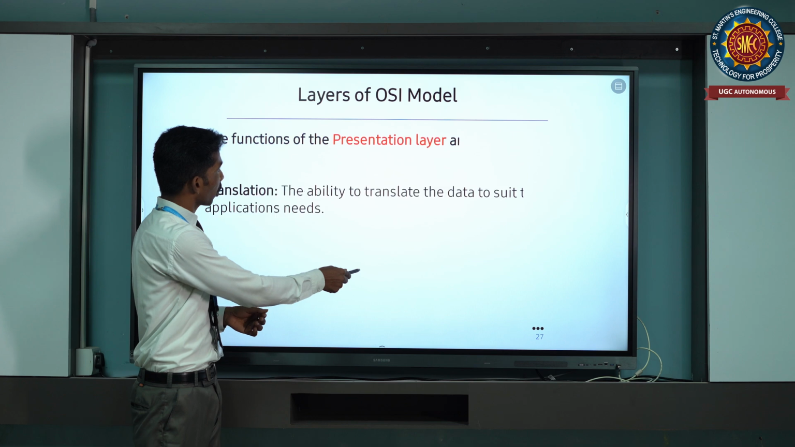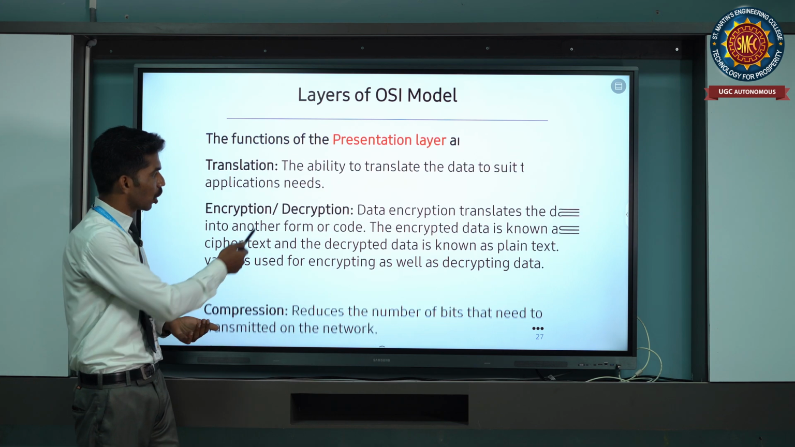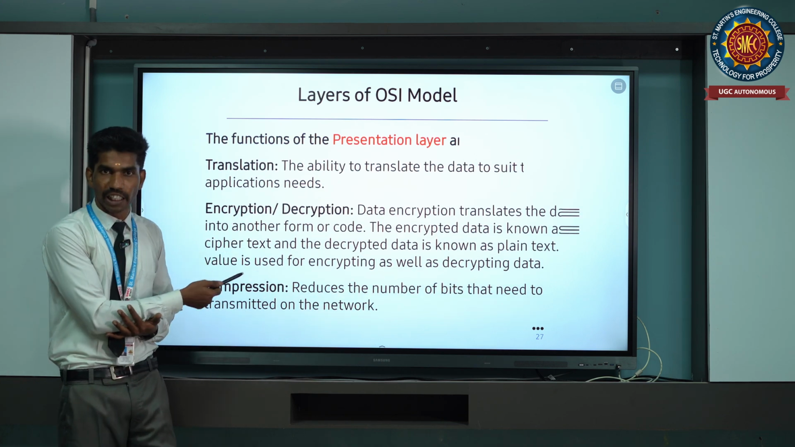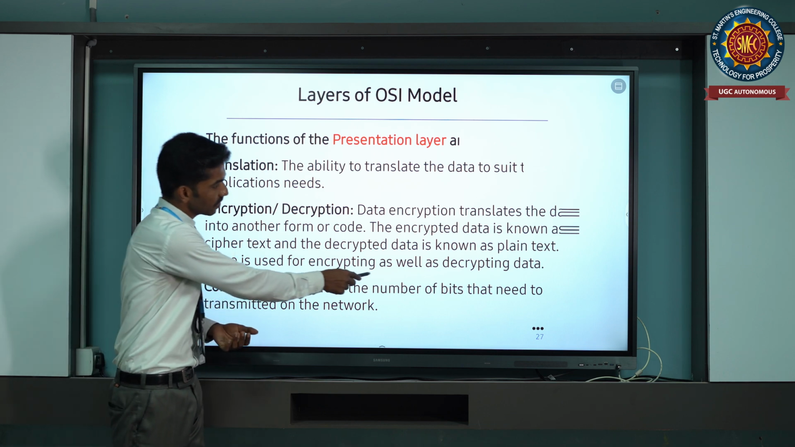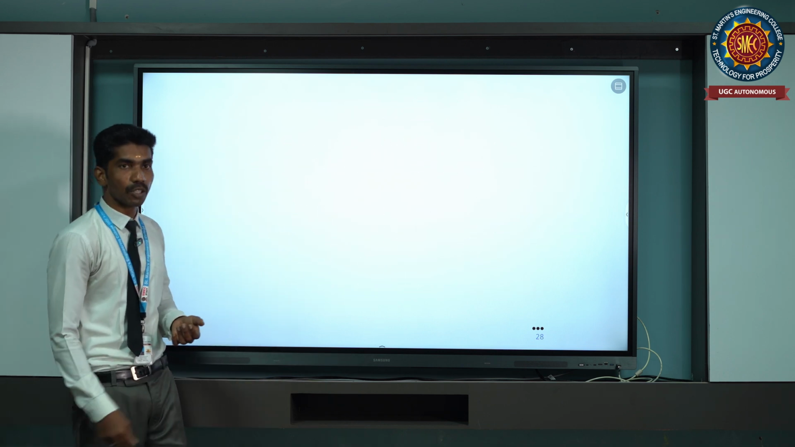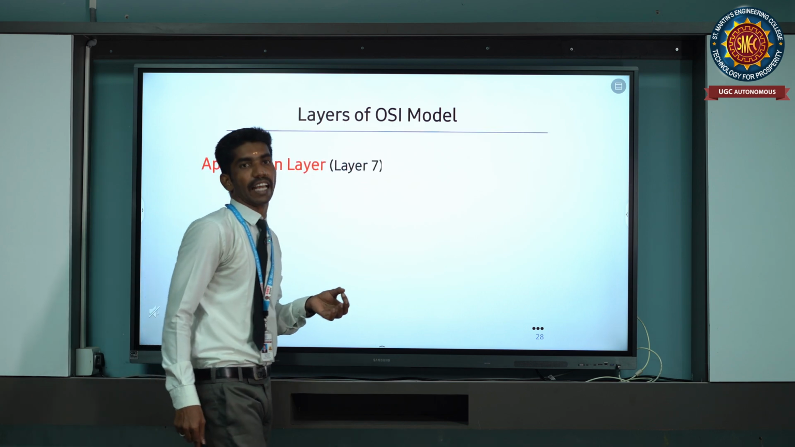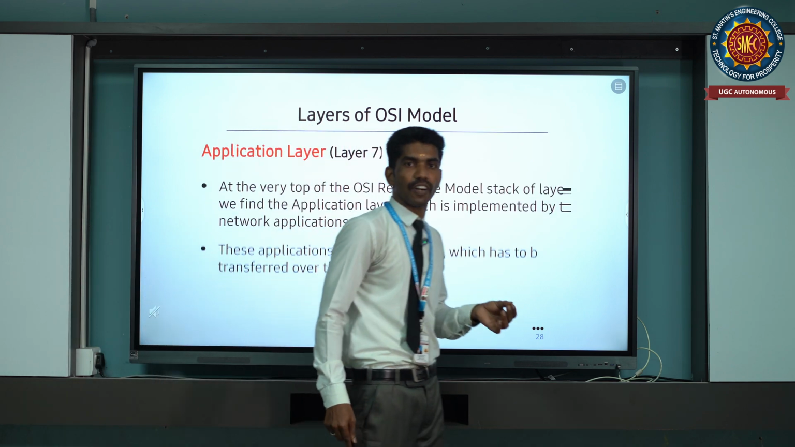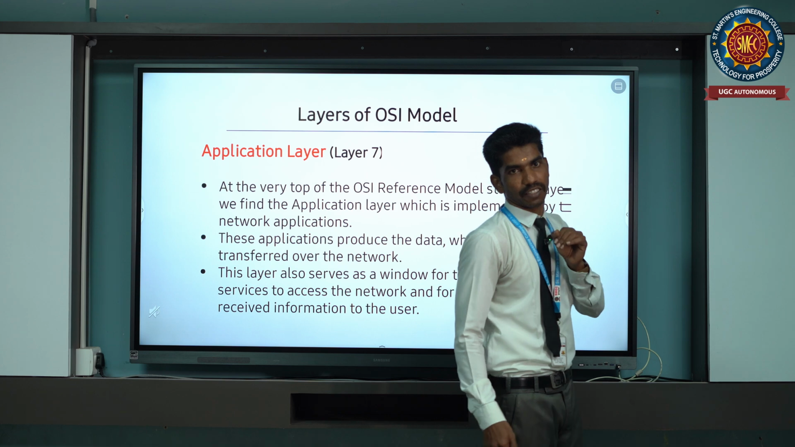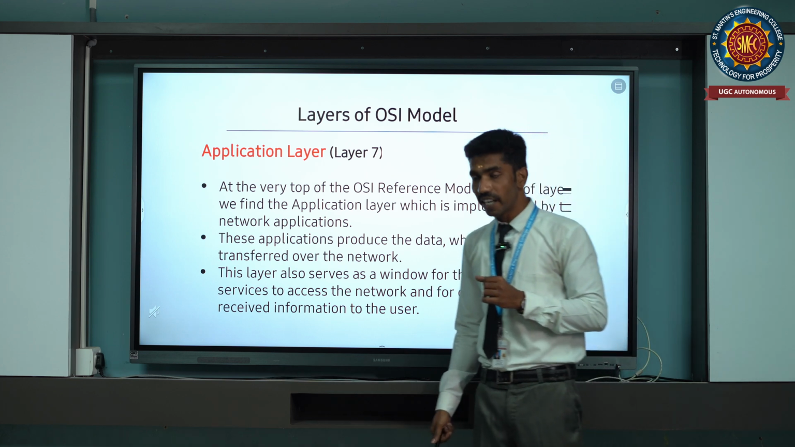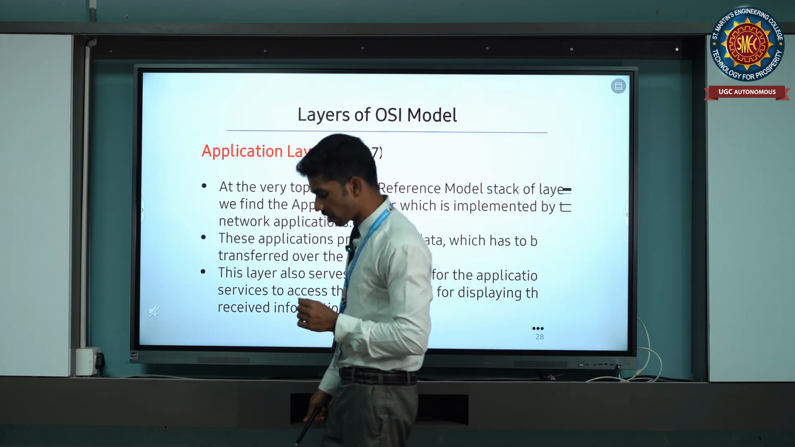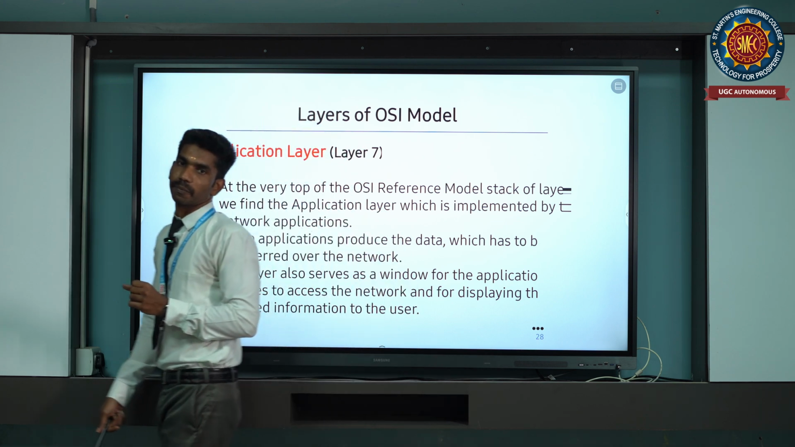Next, coming to the presentation layer functions, we have what we told: translation, encryption and compression. In encryption, what we are doing is encrypting the data. For example, we are converting plain text to ciphertext. The plain text is readable format, and ciphertext is unreadable format.